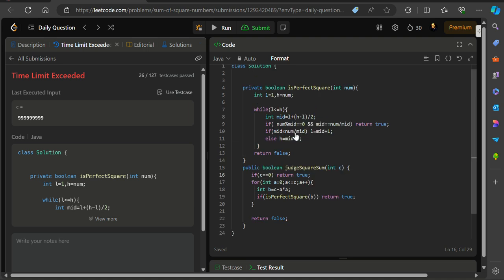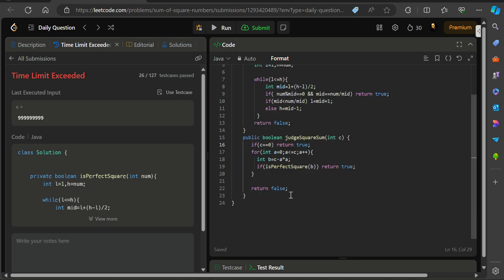Now let's understand this. Why did it come? Because I am iterating from 0 to C. Can we optimize this outer loop? The time limit clearly came because my outer loop runs from 0 to C, so there is scope for optimization. So how to do this? Let's understand this. The range of A and B lies from 0 to C, right?